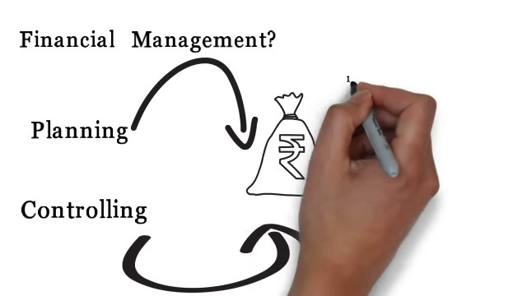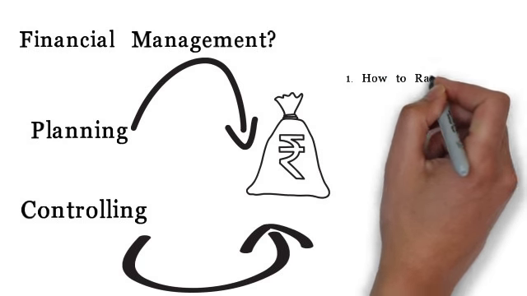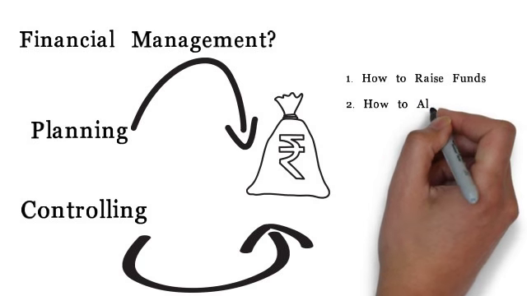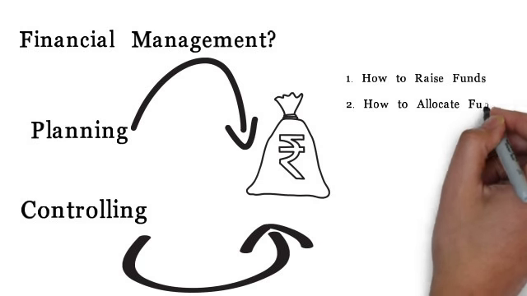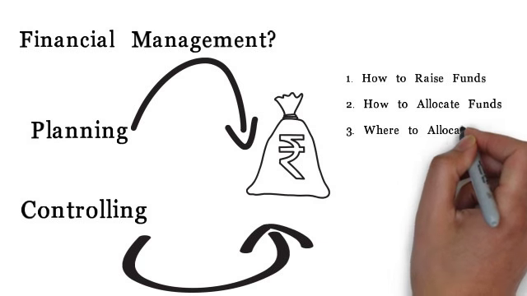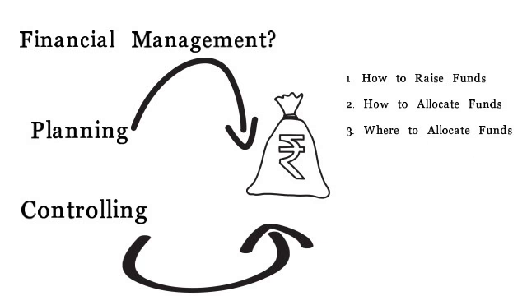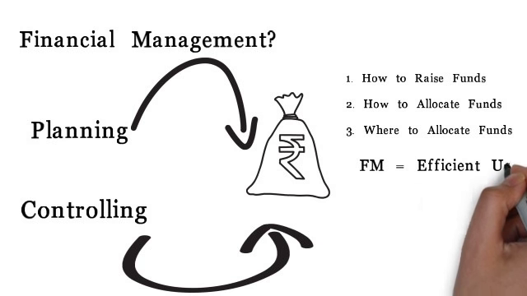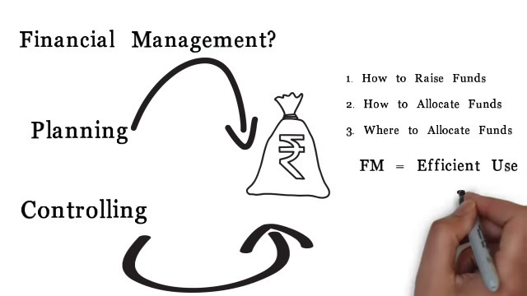Financial management guides us on three aspects. Number one, how to raise funds. Number two, how to allocate funds. Number three, where to allocate funds. So financial management is concerned with the efficient use of important economic resources, namely capital funds.